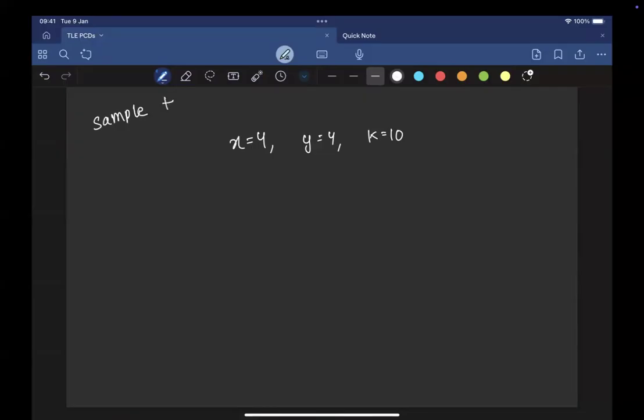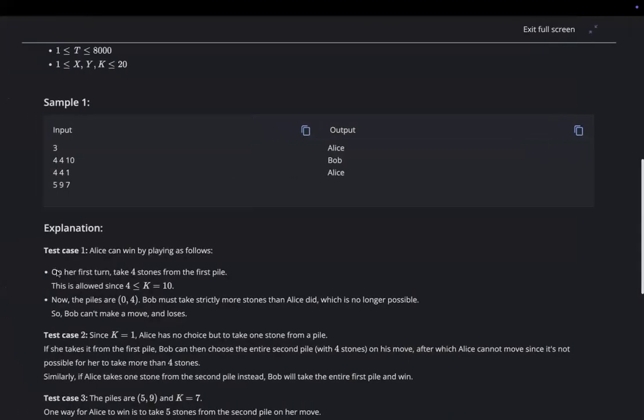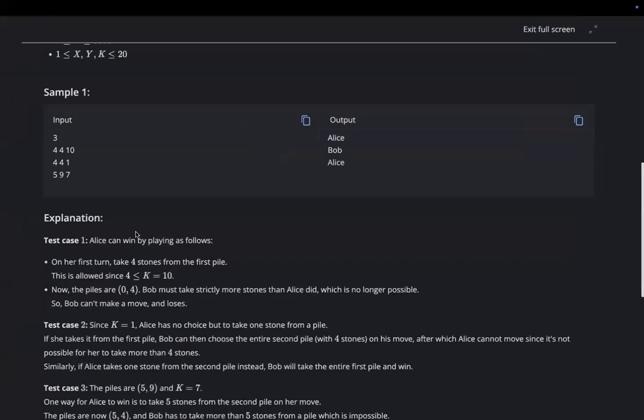If you know about the solution, like if you have already got some idea right after reading the problem, then you will think about it. Otherwise, you read the sample test case. So here we are having two piles, each having 4 stones, and k is 10. So the output is supposed to be Alice. And the way she wins is she takes 4 stones from the first pile. It is allowed since 4 is less than or equal to k.